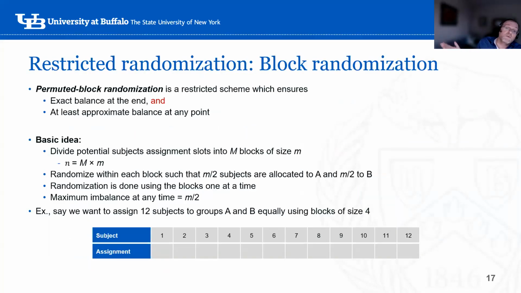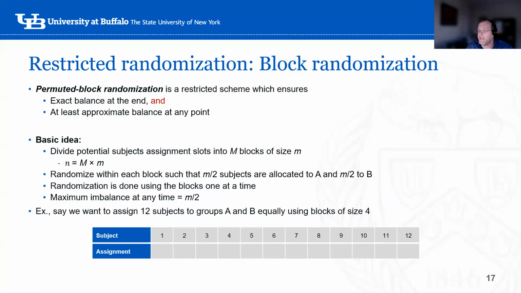So as an alternative to random allocation, if I'm worried about this imbalance during the trial, I could use something like block randomization instead. Now with block randomization, this has this nice feature. At the very end, I'm going to have perfect balance. And then during the trial, I'm going to have at least approximate balance.